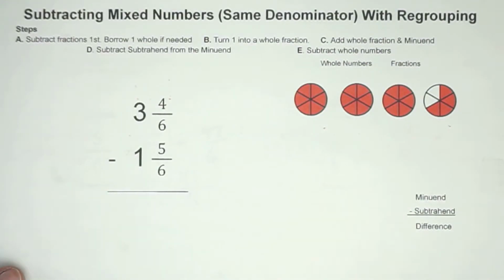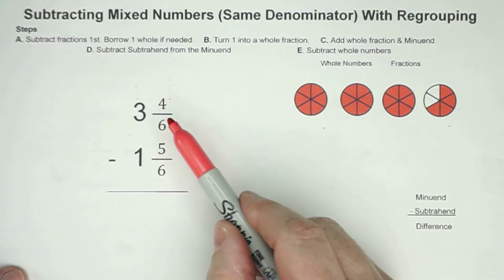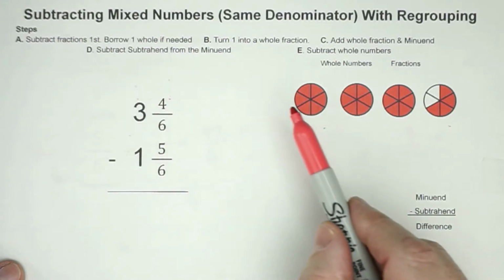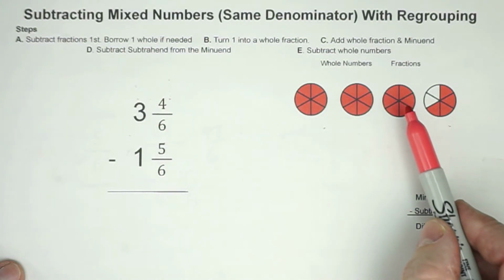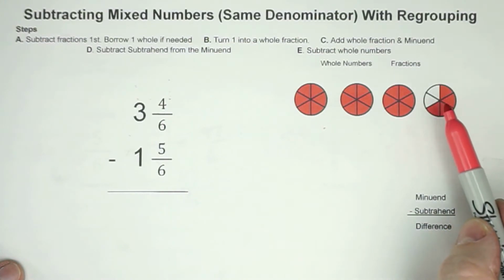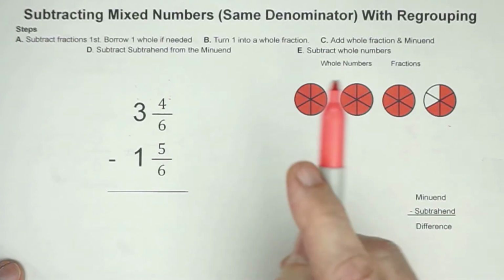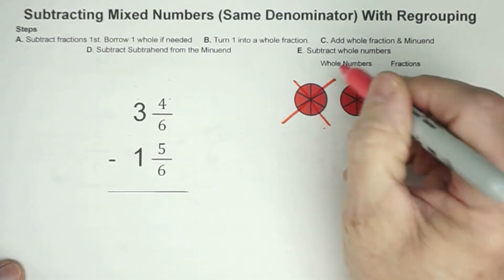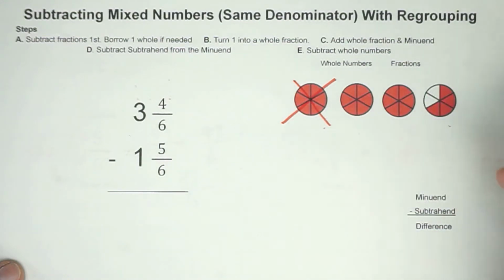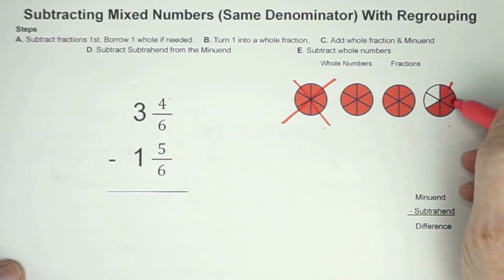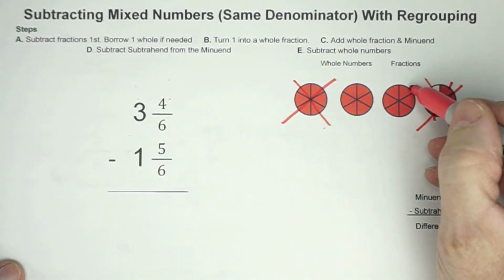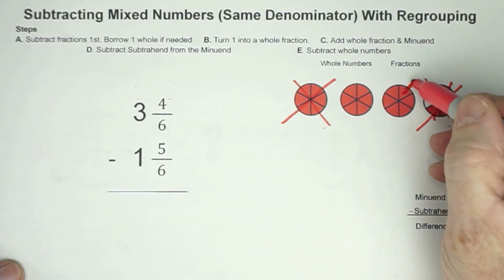Let's try another problem. 3 and 4/6 minus 1 and 5/6. Here's our model of 1, 2, 3. And then 4/6 is modeled here, 1, 2, 3, 4, and that would be your 4 out of 6. If we took away 1, it would look like that. And then here we have 4/6, but we're taking away 5/6, right? So this would be 1/6, 2/6, 3/6, 4/6. That's gone now, right? And then this would be 5/6, which I'll put an X here.